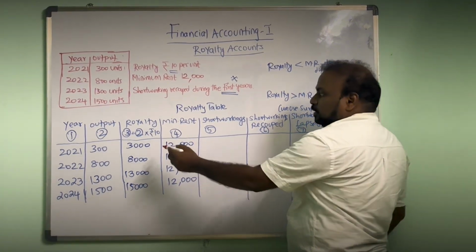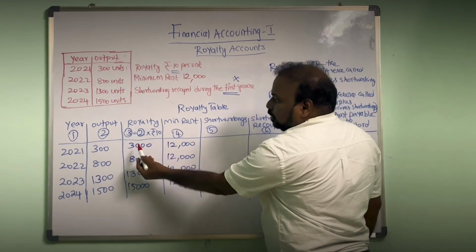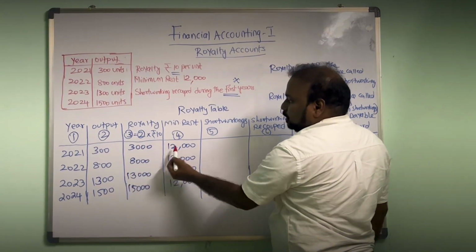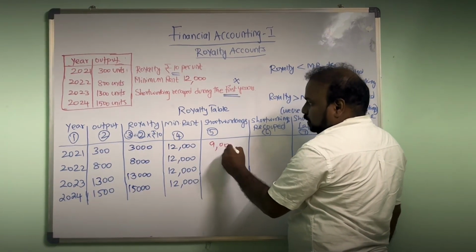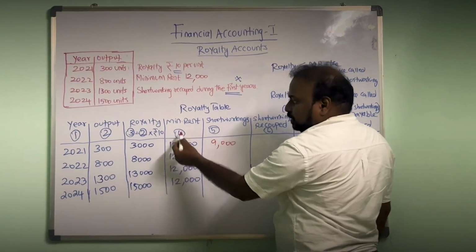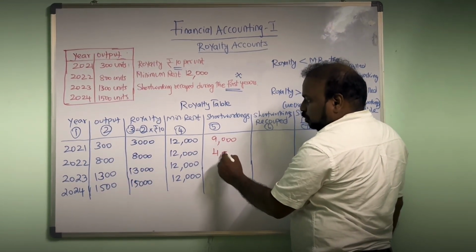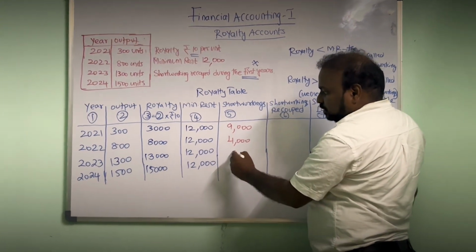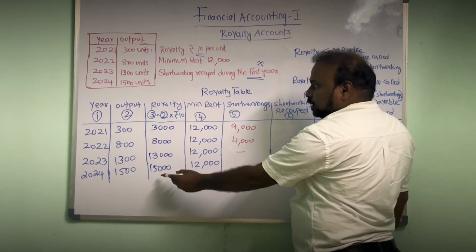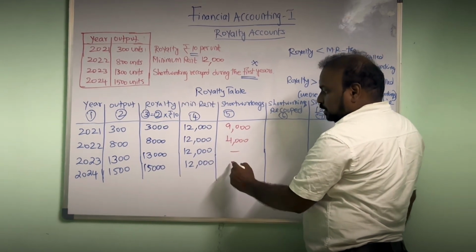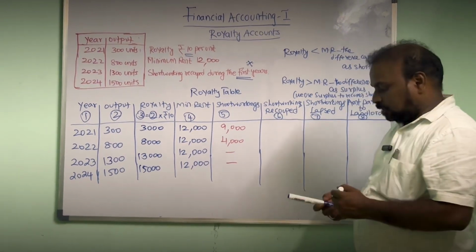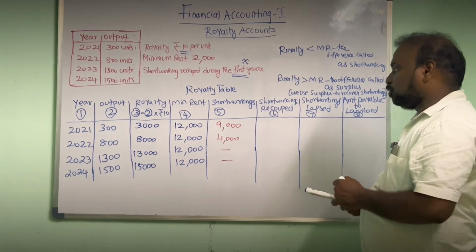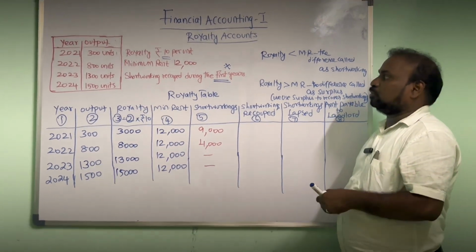So first year, royalty is less than the minimum rent, the difference is 9,000 short working. Second year, royalty is less than the minimum rent, the difference is 4,000. Third year, royalty is more than minimum rent, so it is a surplus. Fourth year also royalty is more than the minimum rent, that is also surplus. In the third year we have a surplus of 1,000, in the fourth year we have a surplus of 3,000.